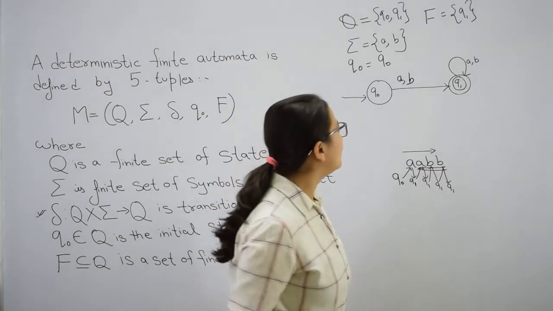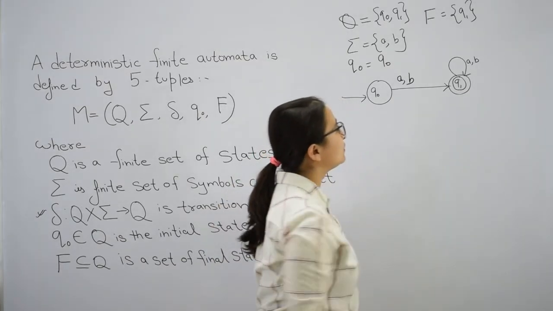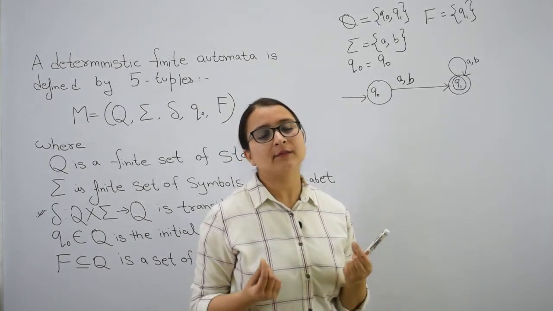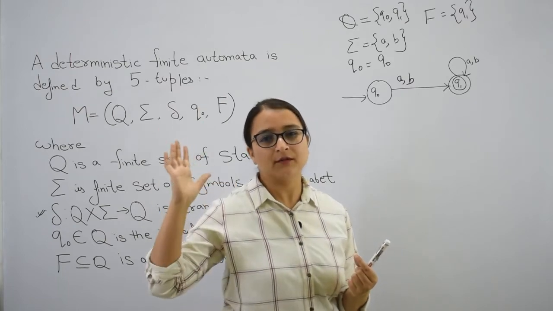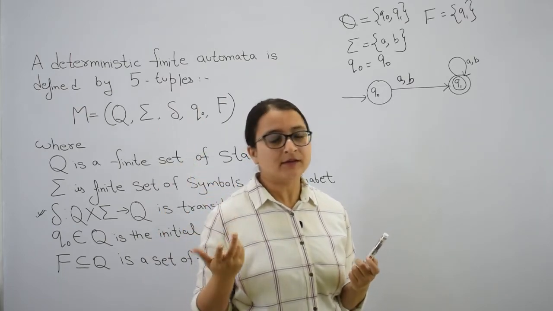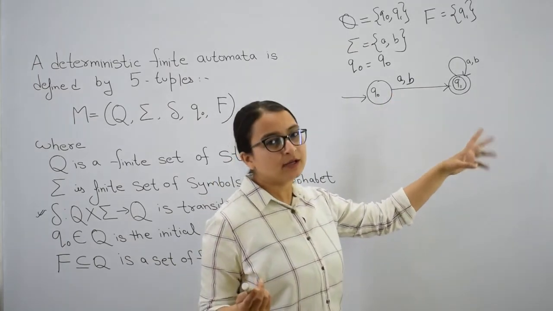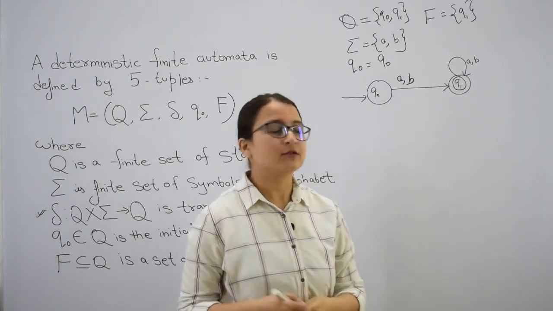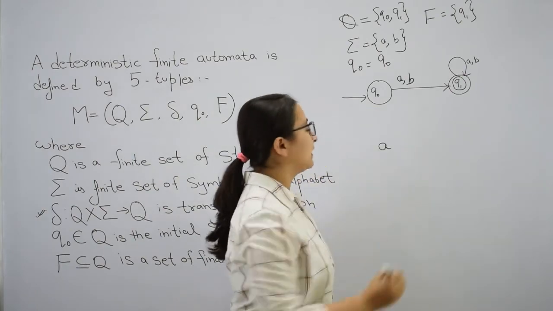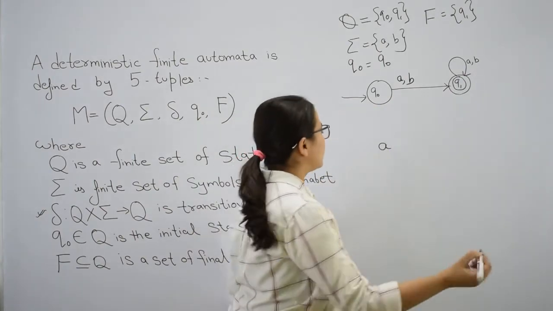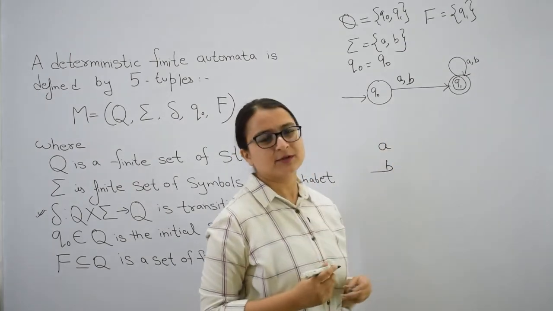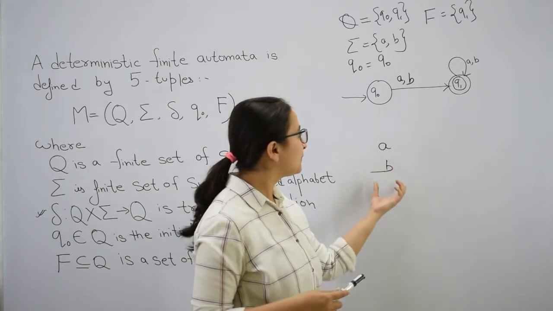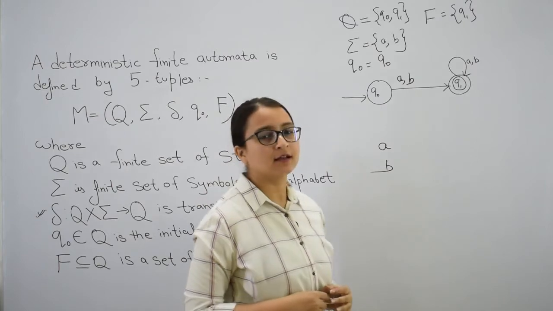Right? Now if you look carefully at this particular diagram, you will notice that it will accept all the strings whose length is anything between 1 to infinity over the alphabet A and B. Length 1 means it has at least one character. So if you have just one character A, it will get accepted. If you have just one character B, it will get accepted. So anything having length 1 to infinity over the alphabet A and B will get accepted by this machine.